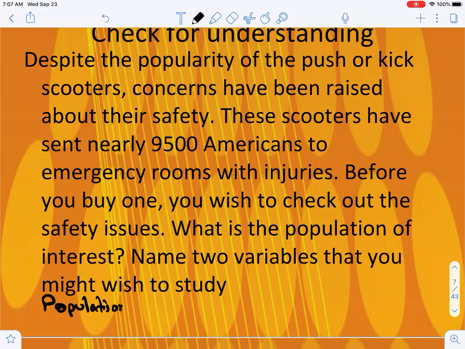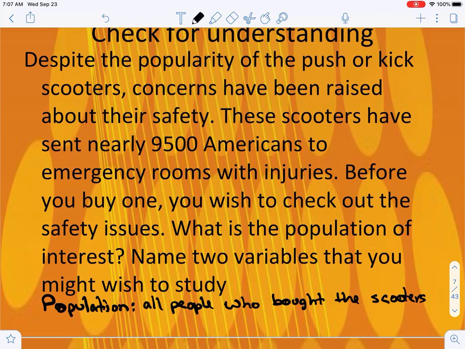The population would be, okay, so we're talking about push scooters. It'd be all people who bought the scooters. So you don't have a specific age group or range or anything. It's just everyone who bought it.